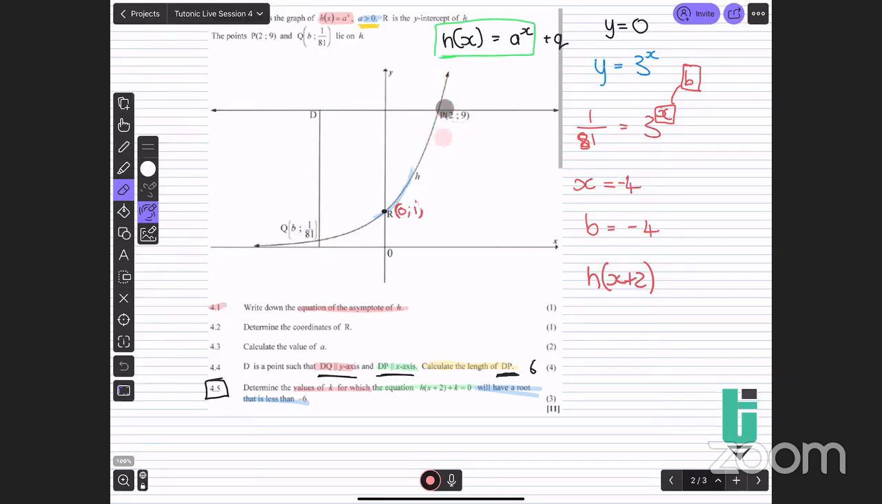We're shifting the graph 2 units to the left. So this is minus 4, 9. If I just maybe draw this graph here, it's not the best drawing, but you guys get the idea.